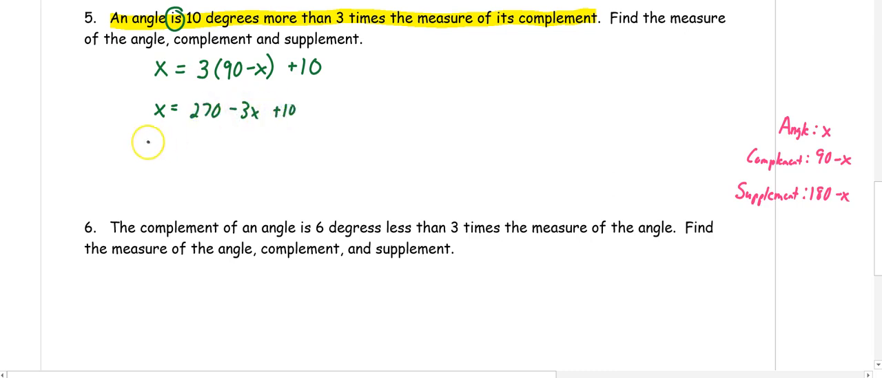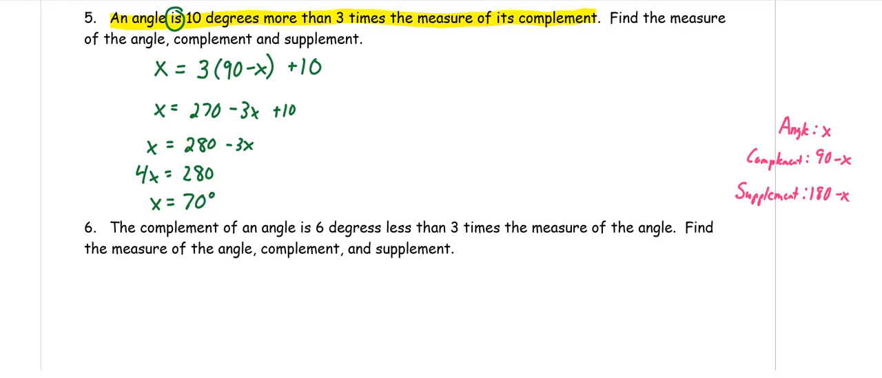and combine like terms. So I have x equals 280 minus 3x. I'm going to add 3x to both sides. 4x equals 280 and divide by 4. So x is 70. So now I need to determine what my angle is, my complement, and my supplement is.